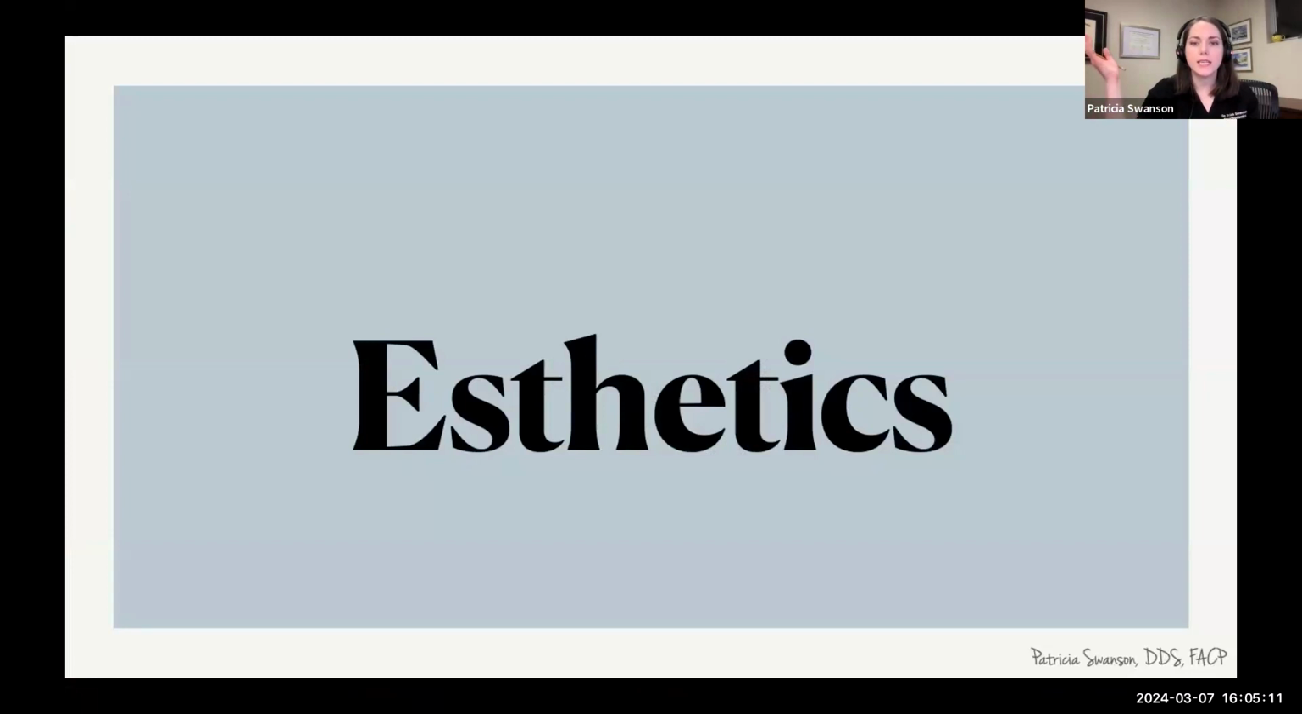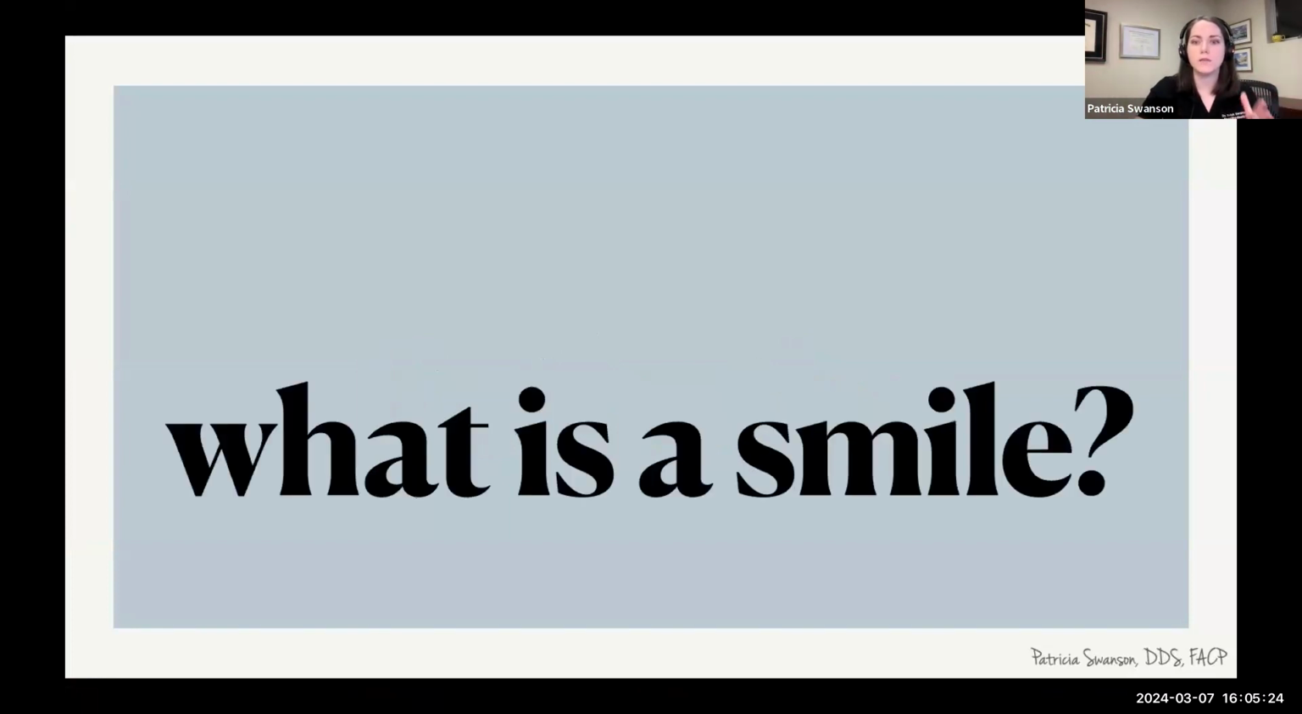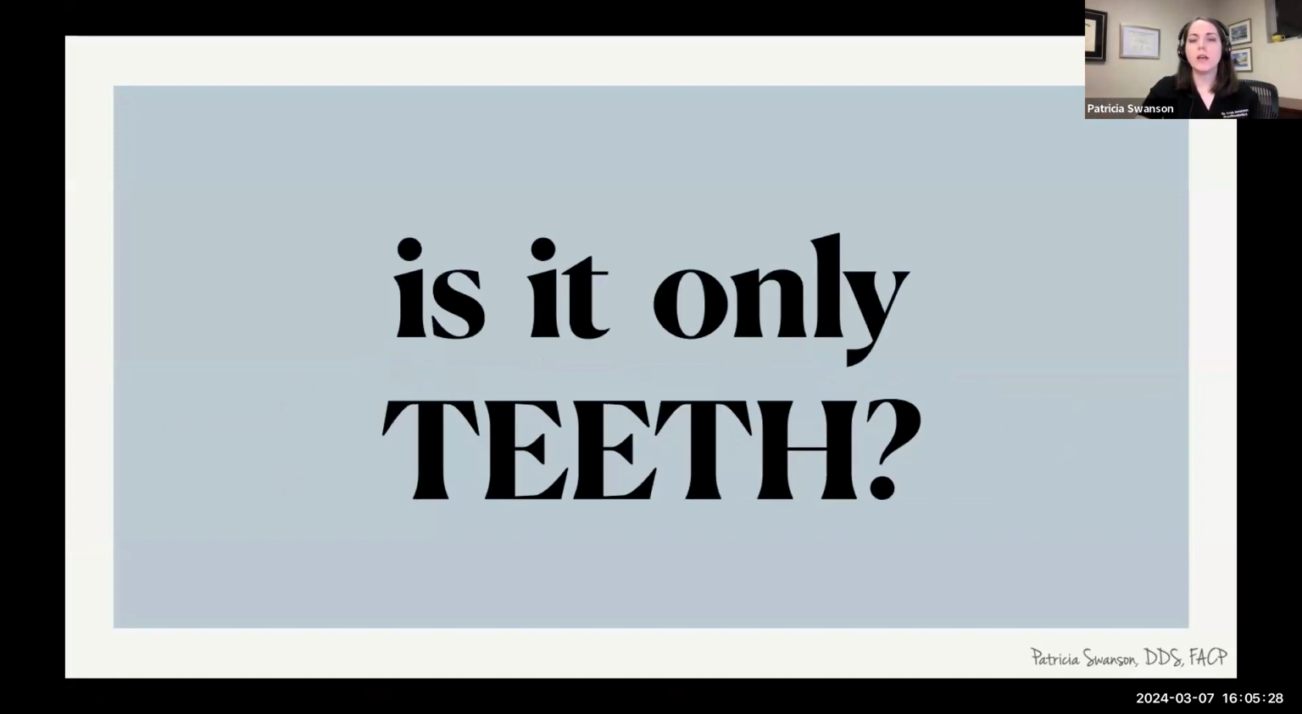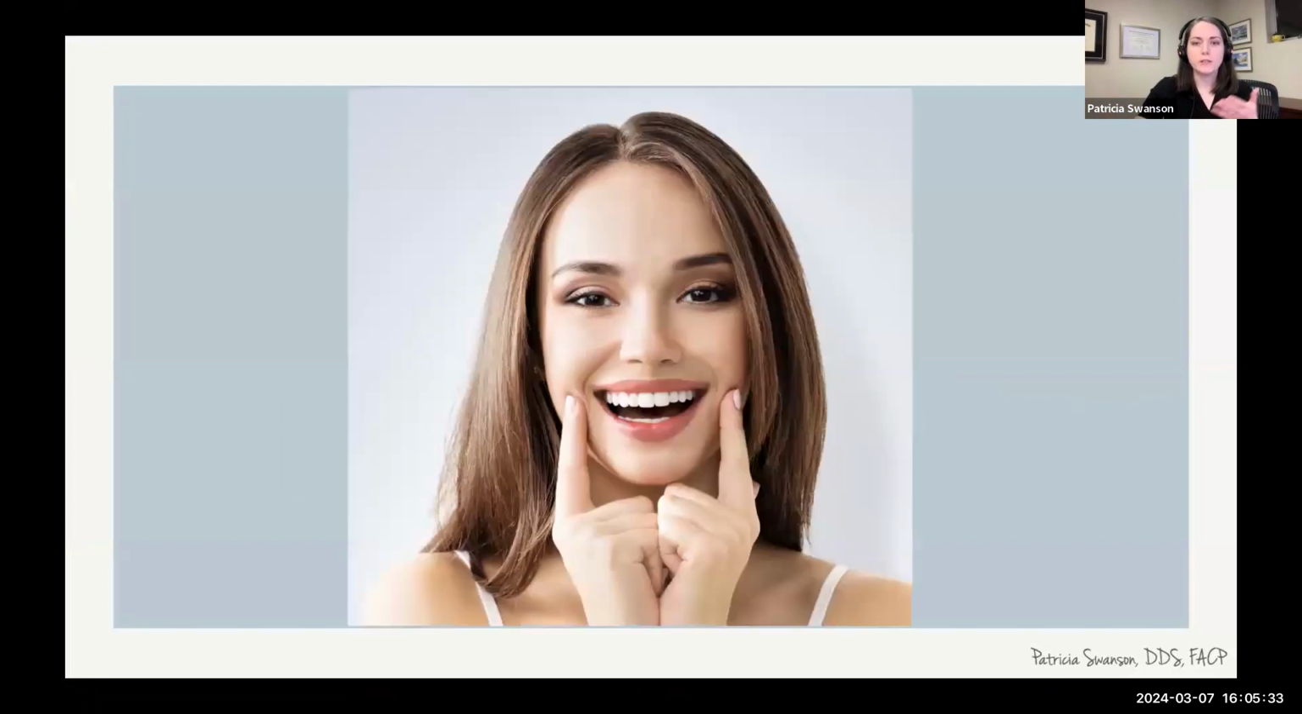And we all learned in dental school about that golden proportion for aesthetics, right? The Fibonacci sequence, we see it in nature over and over again. But when you're thinking about that and aesthetics, it brings us to the more fundamental question of what is a smile in our patients? Is it only our patient's teeth? And I think for all of us, we know that there's more to someone's smile than just their teeth.